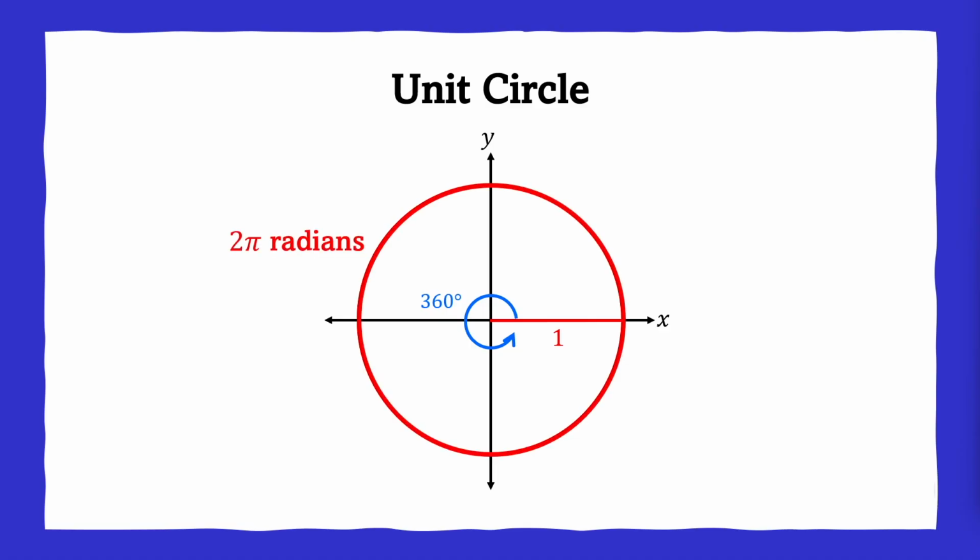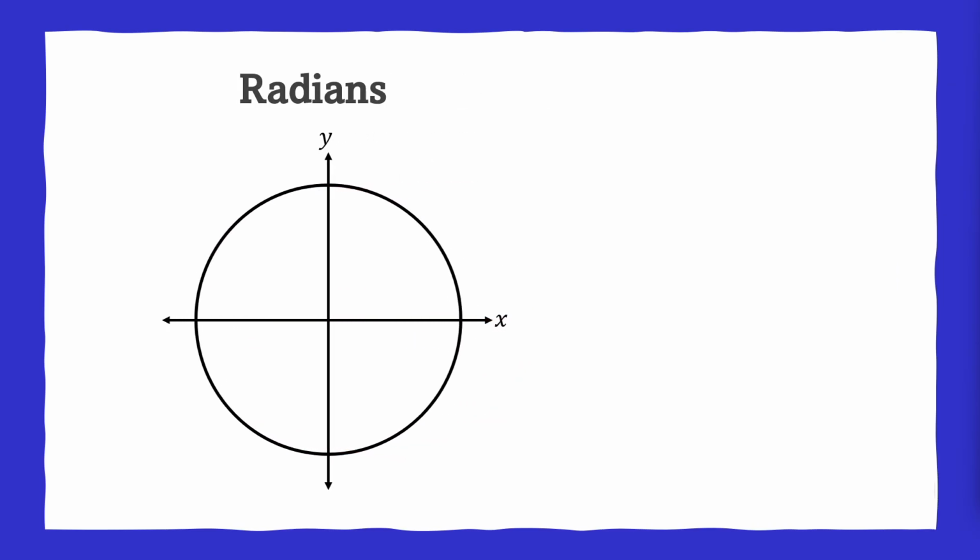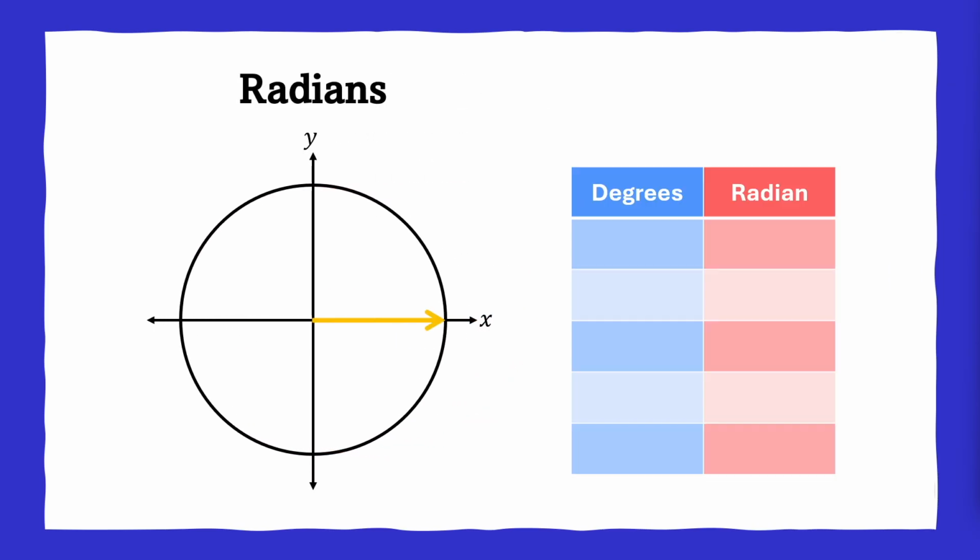To measure an angle, start from the positive x-axis, which we call the initial side. From there, rotate counterclockwise for positive angles and clockwise for negative angles until you reach the terminal side.